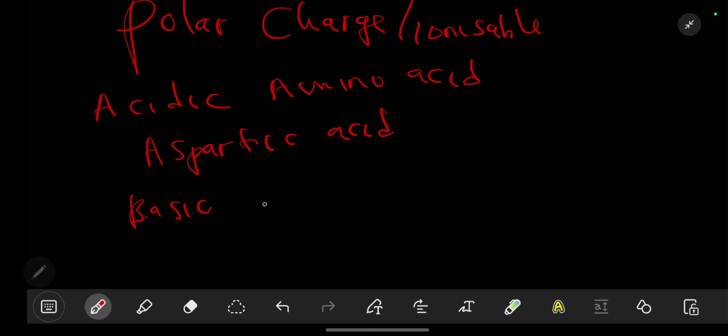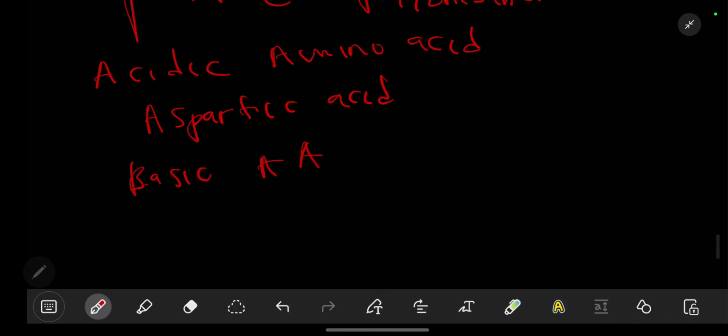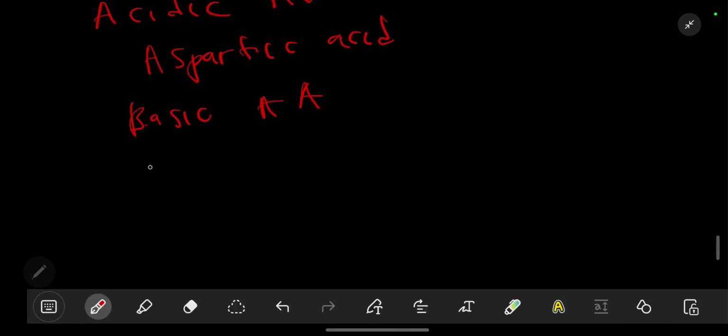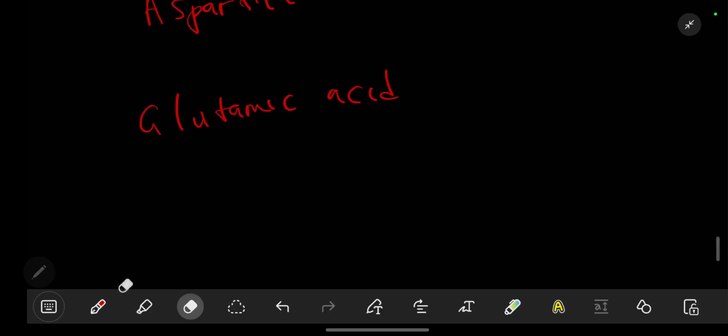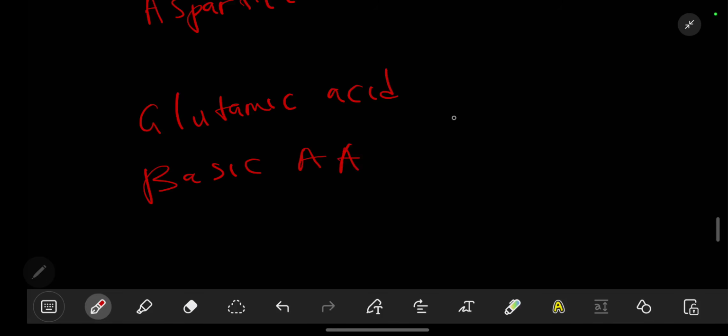Then if we have a basic amino acid, I can just write AA for amino acid, we might have glutamic acid. Oh, sorry, this one is acidic. Then if we have our basic amino acid, we might have these examples.